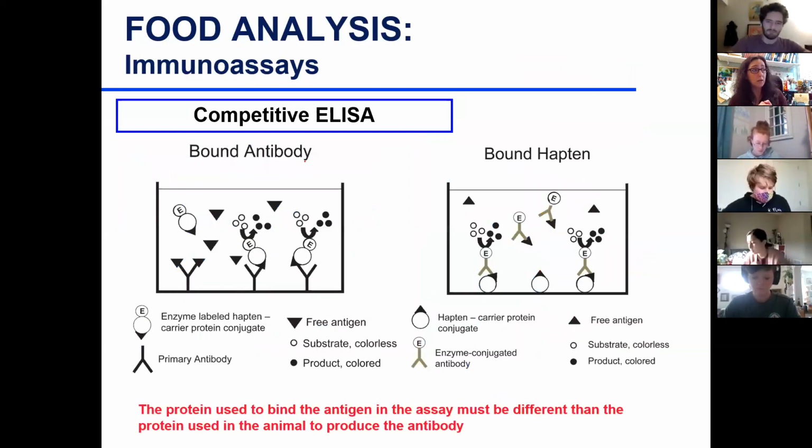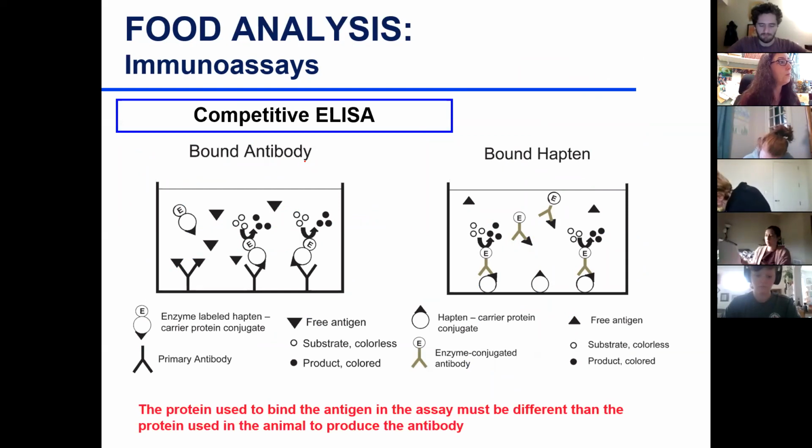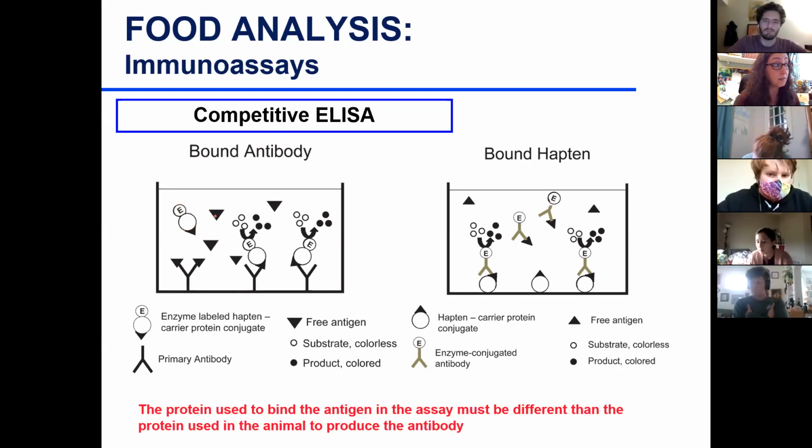All right, so in competitive ELISA, you can have bound antibody or bound hapten assays. Bound antibody means I will have my surface with antibodies bound to it, and I will have a hapten that is labeled with an enzyme. Again, this is a reagent that I add. It is a protein carrier with an antigen similar to the antigen in my sample, bound to form a hapten and labeled with an enzyme. And this triangle here that is free is present in my sample. That's the antigen in my sample. So again, these two will be competing: the hapten labeled with an enzyme and the free antigen from my sample.